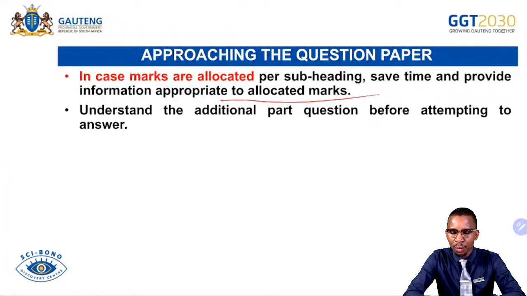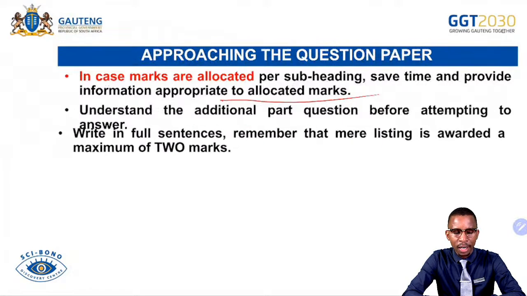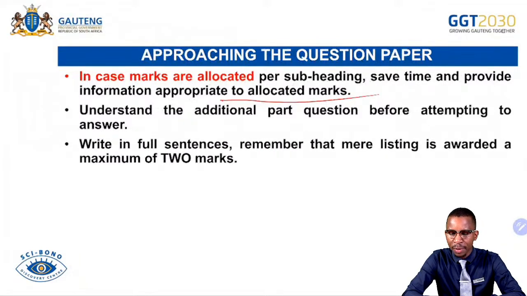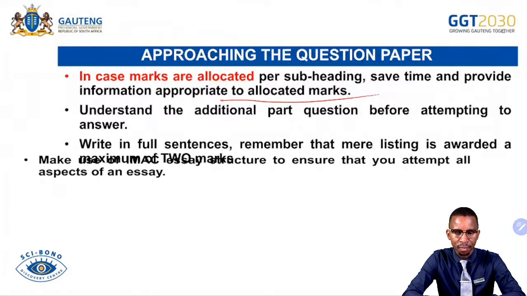Understand the additional part question before attempting to answer. Do not just go and answer. Understand it, and then you can arrange your answers, then you can start answering. Write in full sentences. Remember that mere listing is awarded a maximum of 2 marks. If you list where you have to discuss or analyze or evaluate, you will only get 2 marks. So be fair to yourself, avoid listing, write in full sentences with pure explanation.